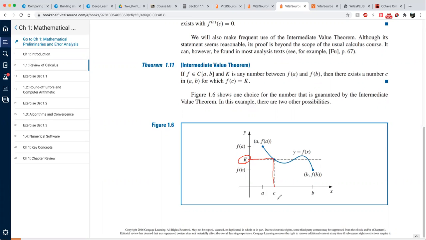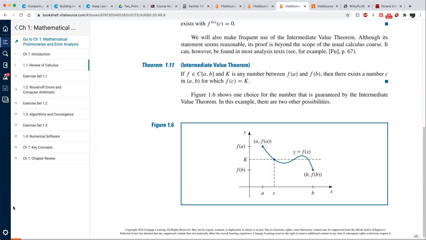How can you guarantee that there exists such a c? Because the function is continuous. Because of that assumption, we can guarantee that there exists such an x value c such that f(c) equals k, for any choice of k between f(a) and f(b). That's the intermediate value theorem.